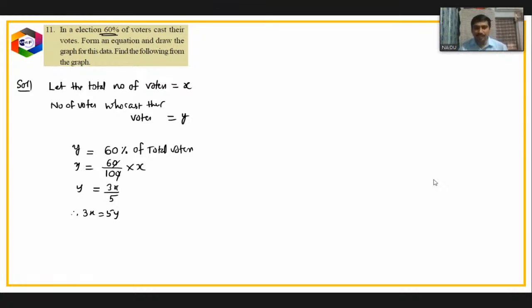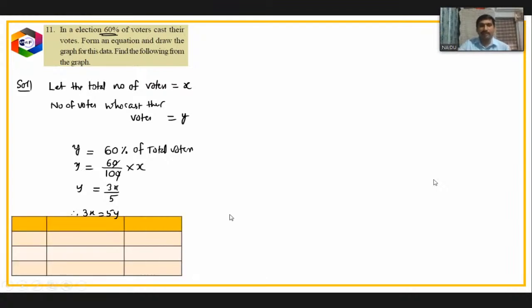To this linear equation, we have to take some points and those points should be plotted on the graph sheet.